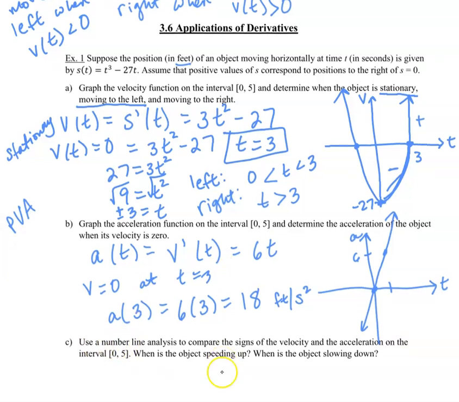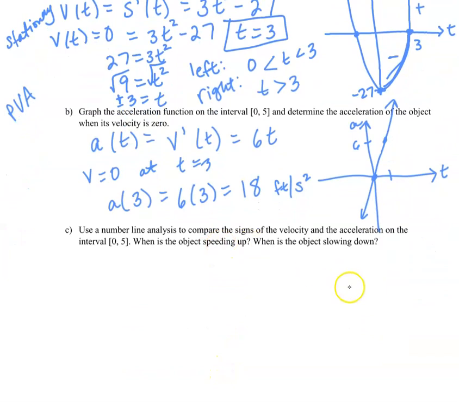Now C says use a number line analysis to compare the signs of the velocity and the acceleration in the interval of interest from 0 to 5. So, all right, let's take a look at that. So I'm going to draw a number line here. So for the velocity, the sign change for the velocity was at 3, if you'll recall. Notice to the left of 3, the velocity we said was negative. To the right, we said it was positive.